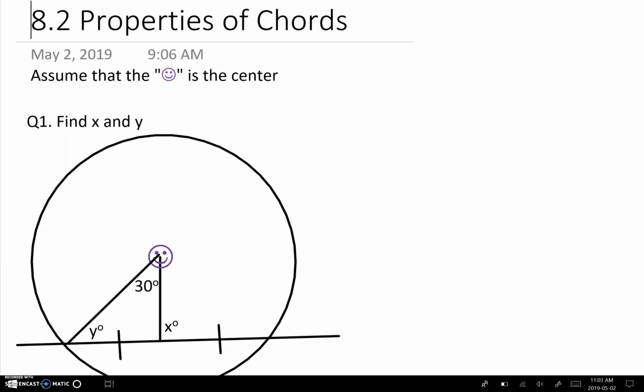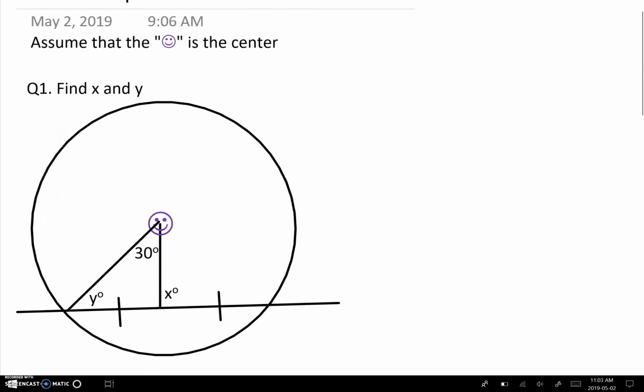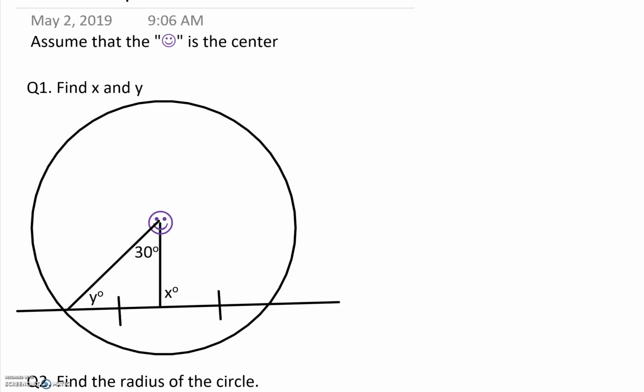So first of all, like our latest couple videos, assume that the purple smiley face is the center. And we're going to look here at my drawing, and it's not perfect, but you're going to get a sense of this one single rule that we're going to use for this entire topic. And this is the rule.